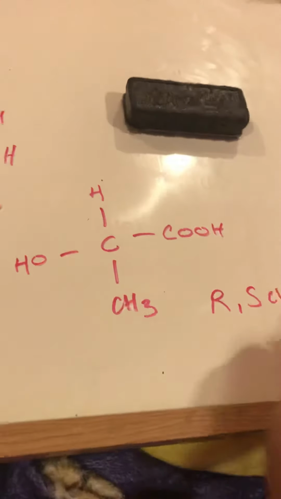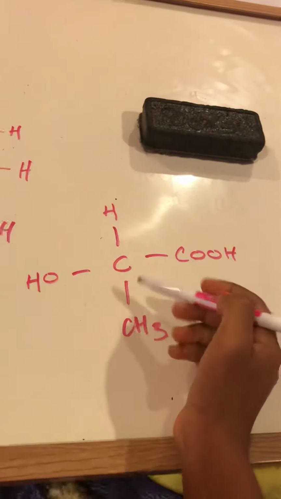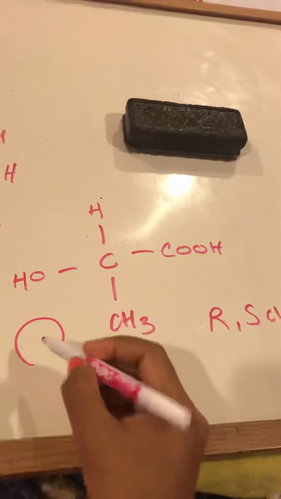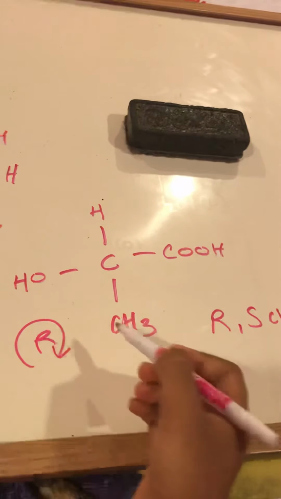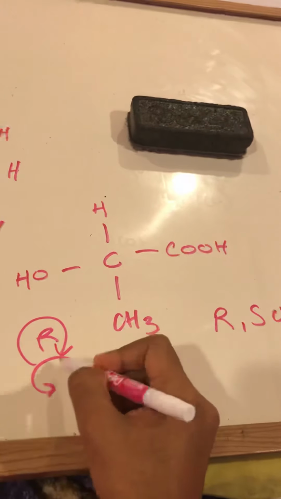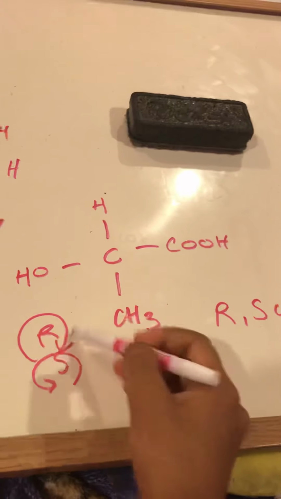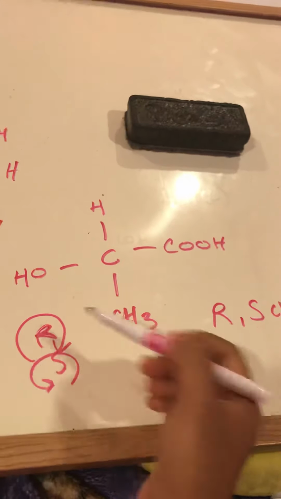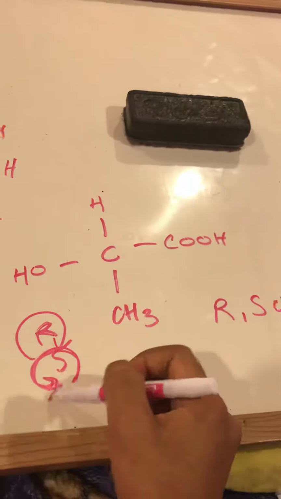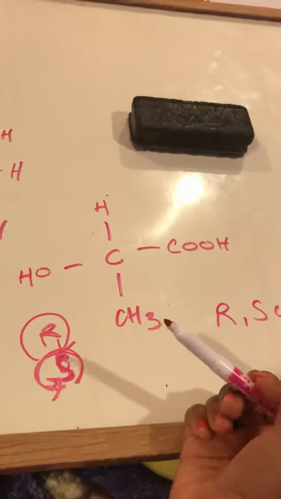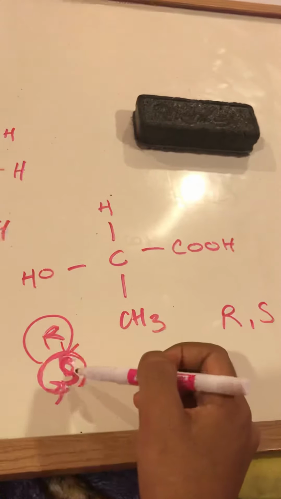So what you're going to be doing is assigning priority to all of these and figuring out which way it'll go. If it goes in the clockwise direction, it is R. If it goes in the counterclockwise direction, it is S. The way I do it is the right way around the clock is R, and the other way around is the stupid way to go around the clock, so S. So that's how I remember which one's R and which one's S.